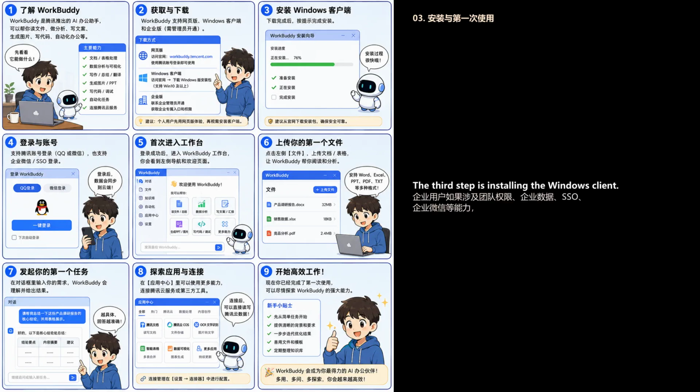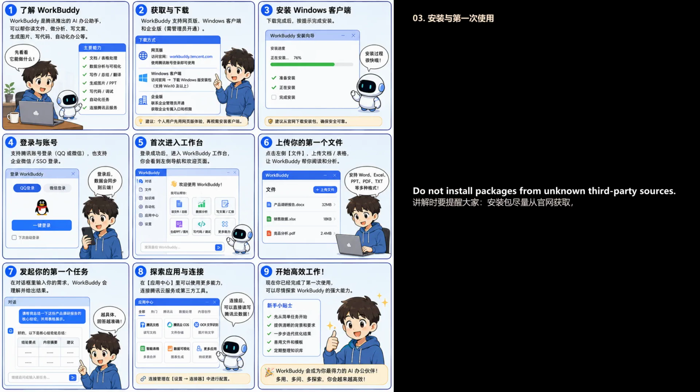The third step is installing the Windows client. During explanation, remind users to download the installer from the official website whenever possible. Do not install packages from unknown third-party sources. If security software prompts during installation, confirm the source before continuing.